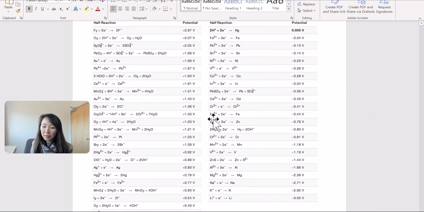So if you look over here, zinc 2+ adding 2 electrons forming into zinc. This is a reduction process. So if it was an oxidation process, it would go in reverse. Since the reduction potential is negative 0.76, that means the oxidation potential would be the positive of the negative 0.76. So instead of writing negative 0.76, you're going to write positive 0.76.